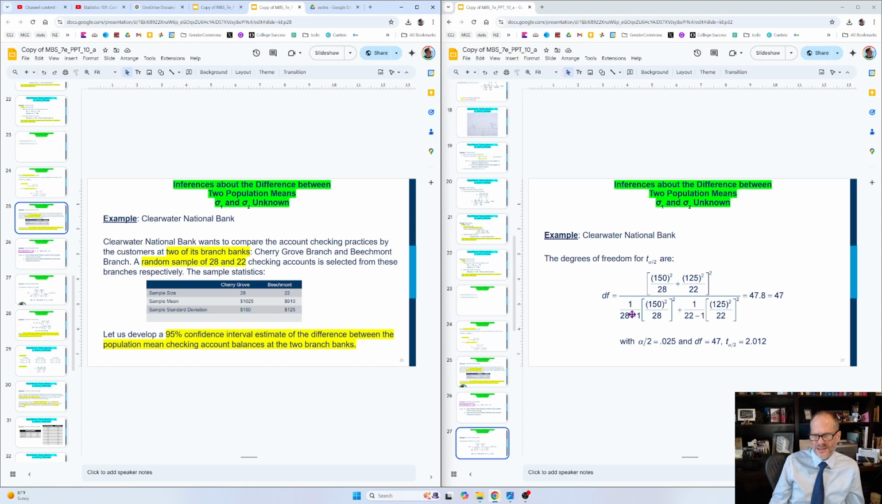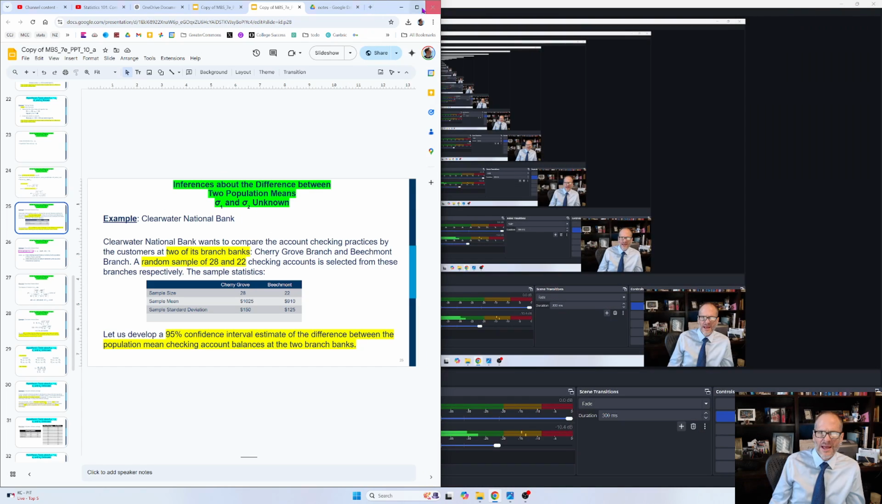It's the lowercase n, the sample size. You can see where 28 and 22 have been plugged in there. And then we also have to plug in our sample standard deviation, and that is 150 and 125. So you can see the 150 and the 125 got plugged in. You just get all those plugged in, and you get 47.8, and then that gets rounded down to 47. So that's how that got calculated.